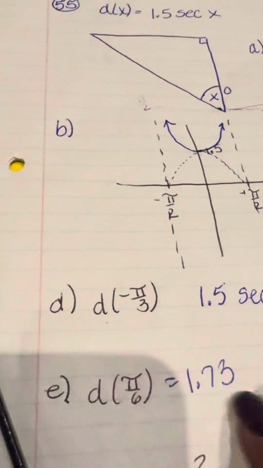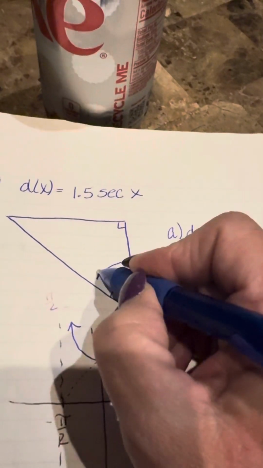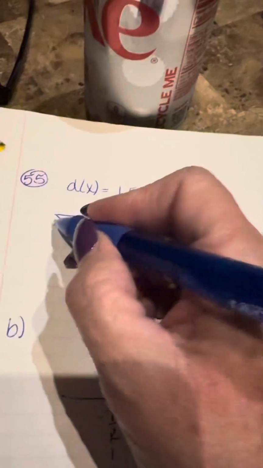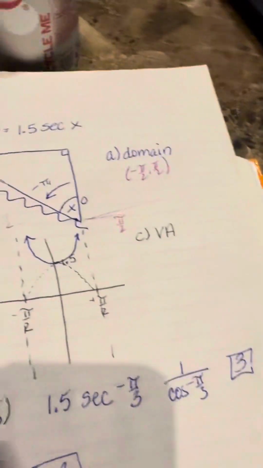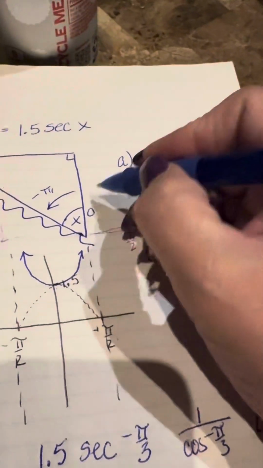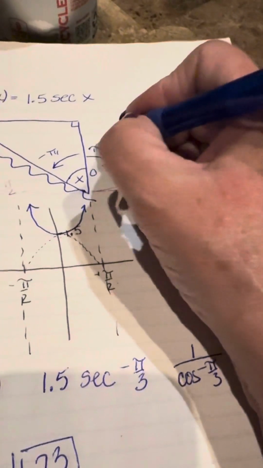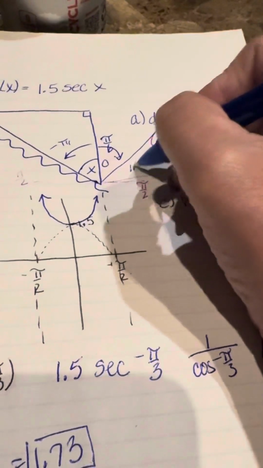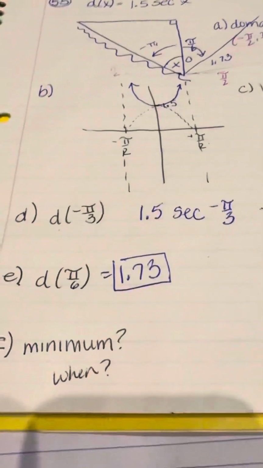So what these represent is a distance at that angle. When this angle is negative pi over 3, this distance right here is 3 kilometers. And when he travels for pi over 6, then the distance between him and the ship is 1.73. So that's what those two values are.